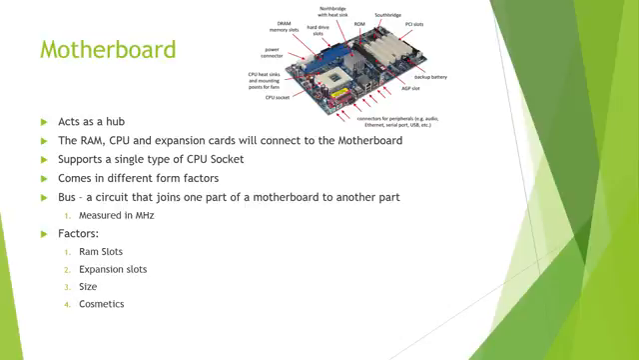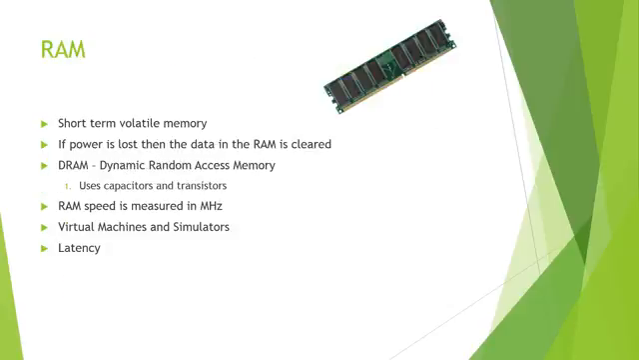Now cosmetics, if you want to do a theme, for example, I have a red and black theme in my computer, and then size is basically, will it fit into your computer case? Next, we're going to move on to RAM, which is random access memory. This is short-term volatile memory, which means once the power is gone, all the RAM is cleared.